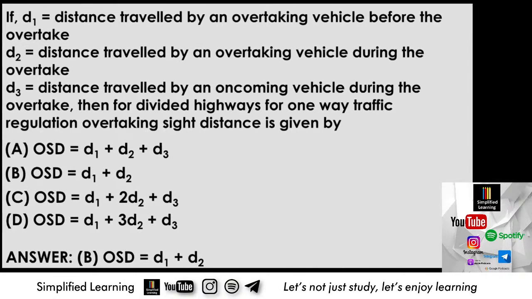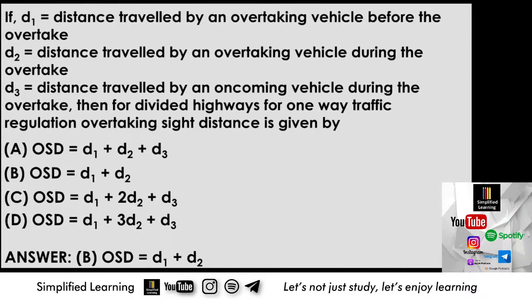If D1 is distance travelled by the overtaking vehicle before the overtake, D2 is distance travelled by the overtaking vehicle during the overtake, and D3 is distance travelled by an oncoming vehicle during the overtake, then for divided highways with one-way traffic regulation, the overtaking sight distance is given by OSD equal to D1 plus D2.